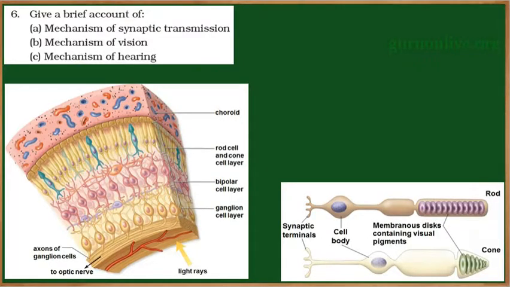Here we can see more clearly. This is the ganglion layer, and at the center this region is the bipolar cells and this region is the photoreceptor region. The photoreceptor region includes two types of cells, the rod cells and the cone cells. These are the rods and cone cells which are arranged in the photoreceptor layer.